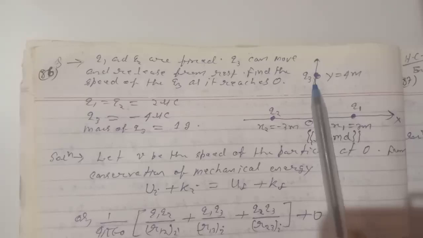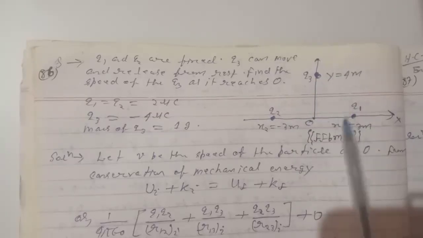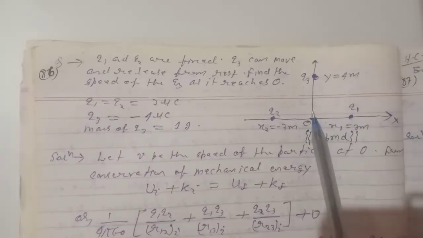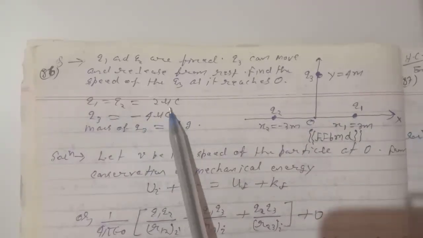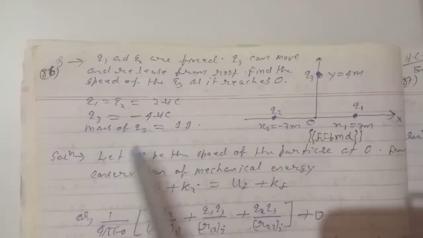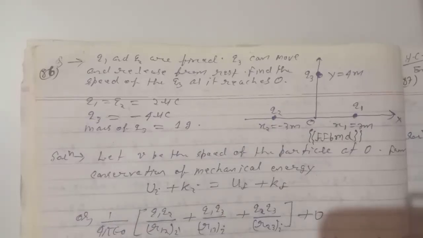Q1 and Q2 are at rest and Q3 is released from rest. Then we have to find the velocity of Q3 when it reaches O. The values of Q1 and Q2 are given as 2 microcoulomb, and Q3 is minus 4 microcoulomb. Also the mass of Q3 is given as 1 gram. To solve the problem, let's consider.